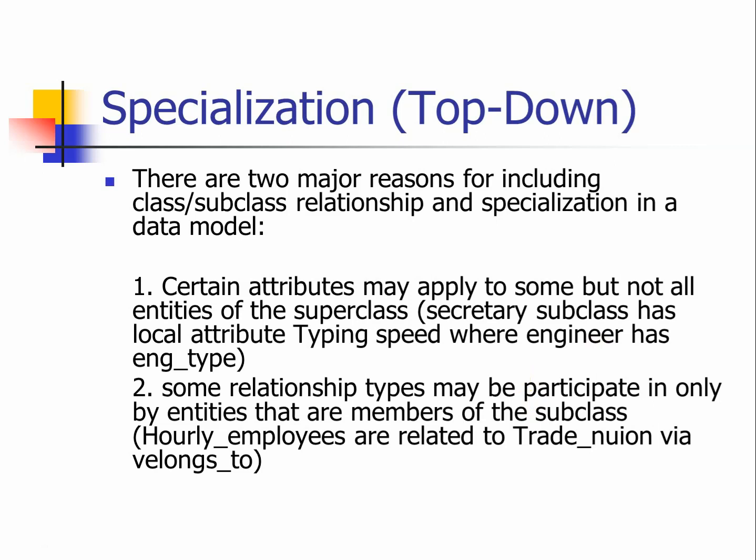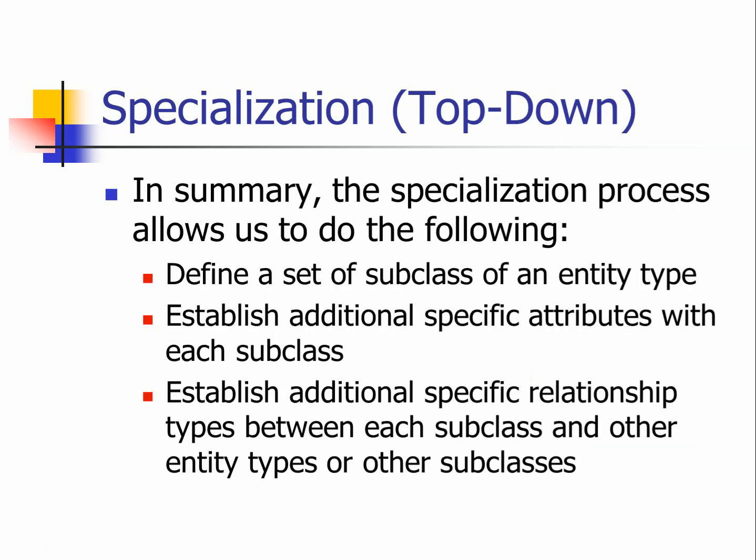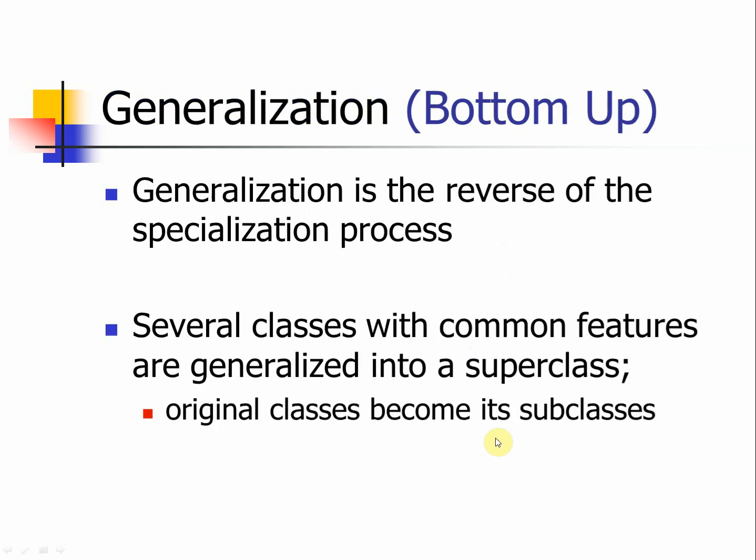And that's why, to make it more accurate, we would rely on the EER part for us to specify those details. In summary, the specialization process allows us to do the following things. We can define a set of subclasses of an entity type. We can establish local attributes as well as the local relationships that we feel are only applicable to this one. On the other end, this is what we call the bottom-up approach.